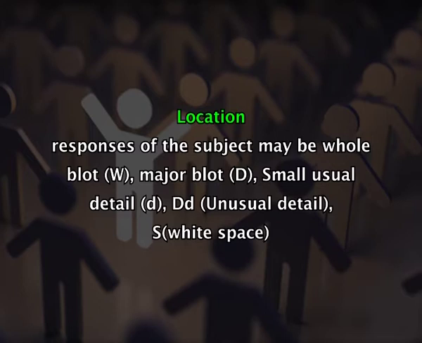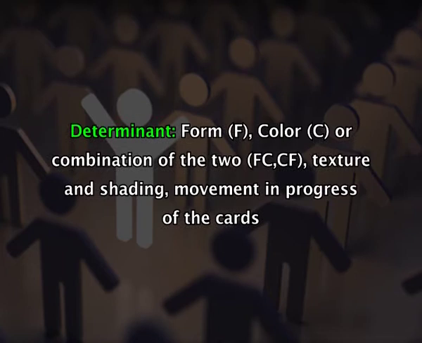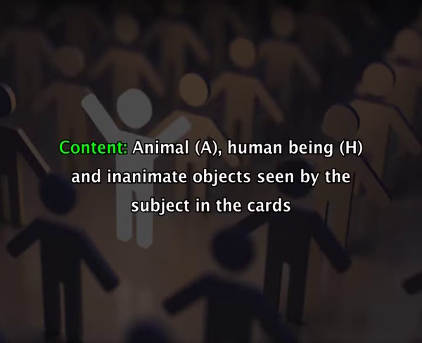Location. The responses of the subject may be whole blot, W, major detail, D, small usual detail, small d, DD, unusual detail, S, which is also called white space. Determinant. Form or F, color or C, or combination of the two, FC or CF, texture and shading, movement in progress of the cards. Content. Animal or A, human being or H, and inanimate objects seen by the subject in the cards.